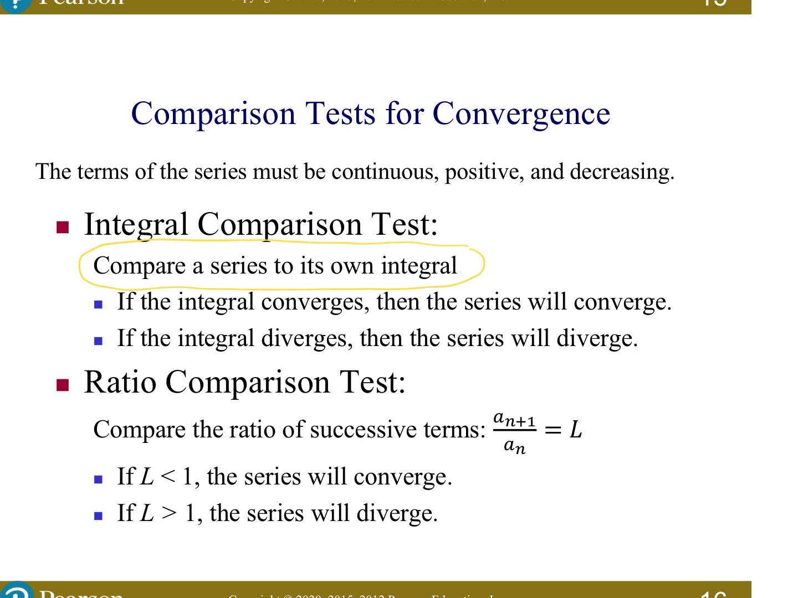Earlier in chapter 9, we did the ratio comparison test. That's where you compared one term in the series to the next term in the series, where you put the successive term on top and you found the ratio. As long as the value of that limit turned out to be less than 1, then we knew that the series itself would converge. If it turned out to be greater than 1, we had divergence. If it was equal to 1, at that point it was inconclusive.